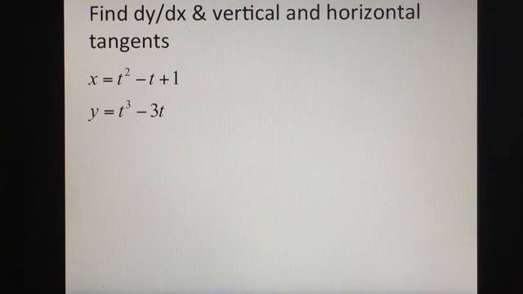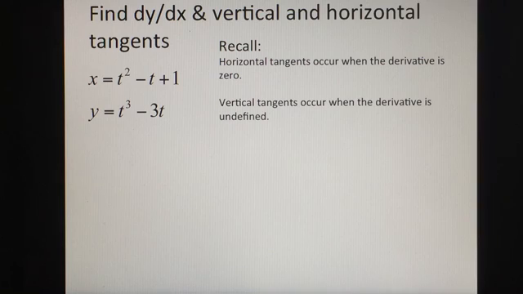Alright, this time find dy/dx and vertical and horizontal tangents. So we've got these two parametric equations. Remember, horizontal tangents occur when the derivative is 0. Vertical tangents occur when the derivative is undefined. Okay? So, first step, dy/dx.